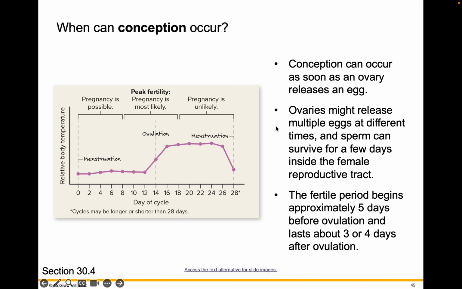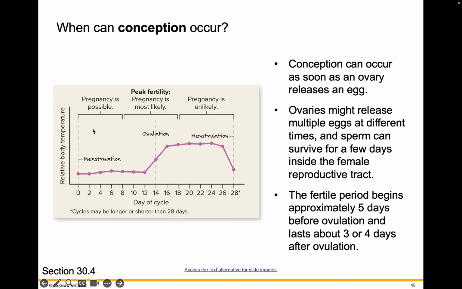When can conception occur? Conception can occur as soon as an ovary releases an egg. Ovaries might release multiple eggs at different times, and sperm can survive for a few days inside the female reproductive tract. The fertile period begins from approximately 5 days before ovulation, so down here, through 3 or 4 days after ovulation. So you can see here is when pregnancy is most likely to occur in this window.